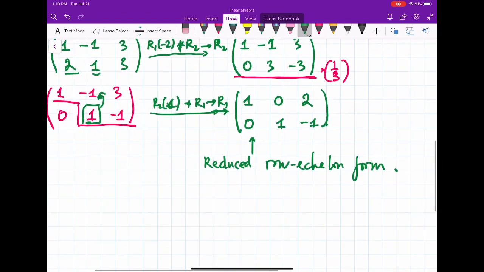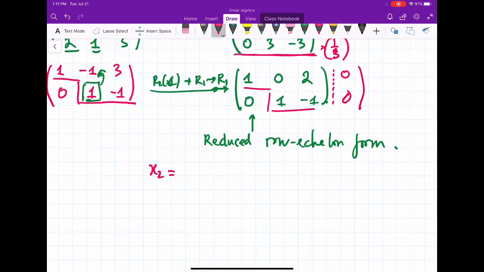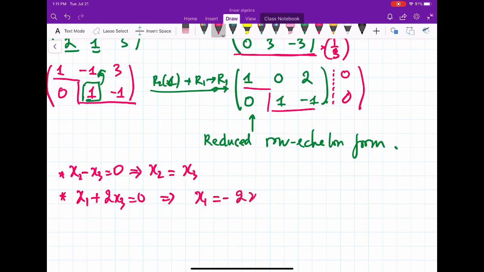Okay, then from here I can write the general solution. As you know, we have 0 and 0 right here. Then from the second equation, I got x2 equal to x3. Let's not skip steps in here. So I write x2 minus x3 equal to 0, and then I get x2 equal to x3. That is from the second equation. From the first equation, I get x1 plus 2x3 equal to 0. From here, I get x1 equal to negative 2x3.